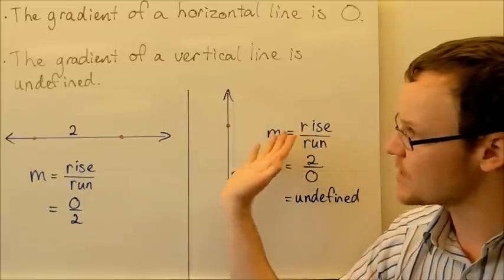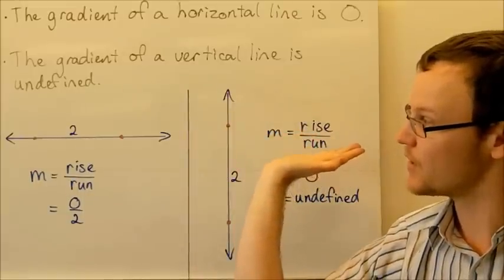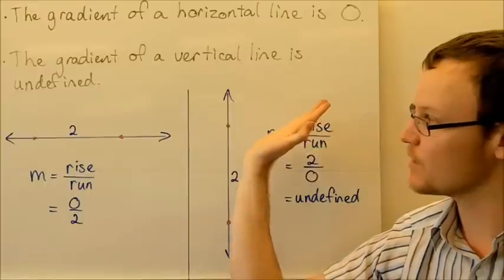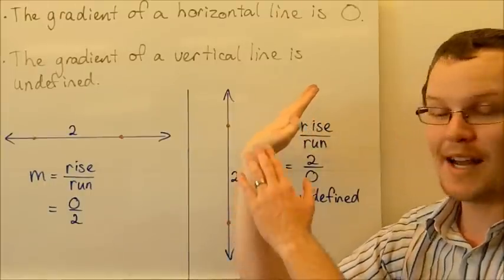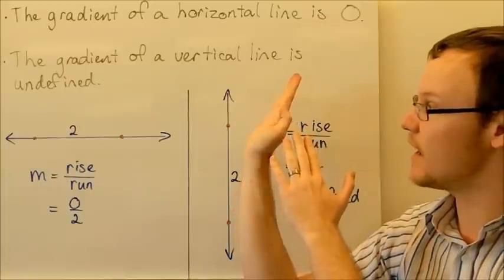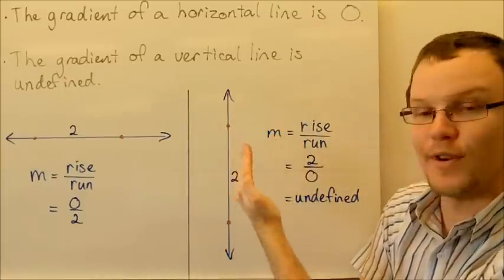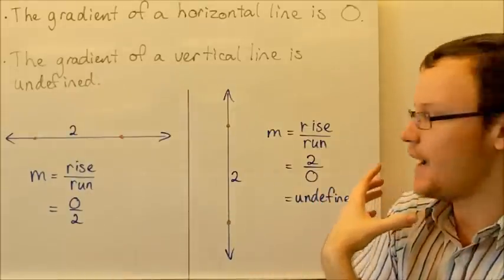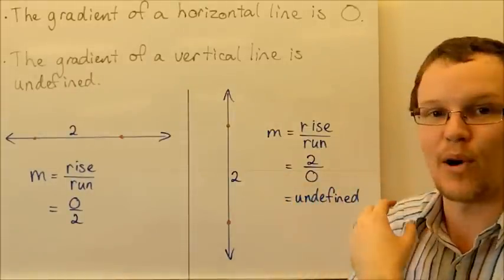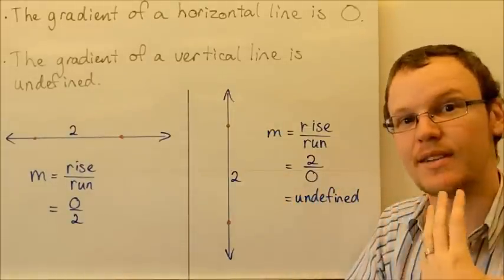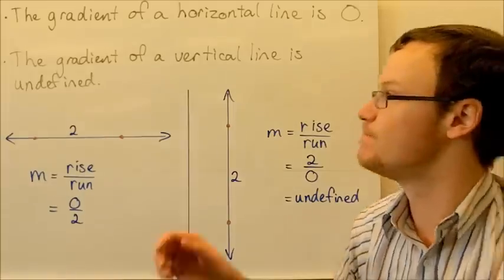As we go from 0, the gradient will increase and increase and increase further and further as it gets steeper. And as we get closer and closer to our vertical line, the actual gradient will approach infinity. It will approach the largest number possible.